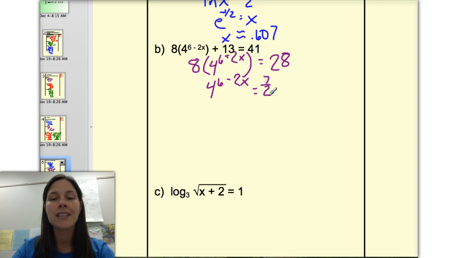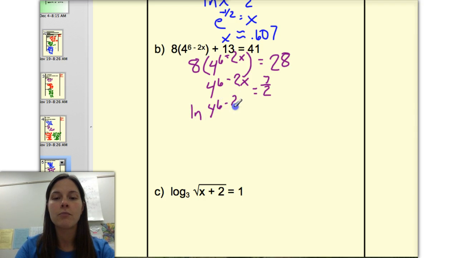I like that second method, and this time I'm going to show you that it works with natural log as well. So I'm going to start by taking natural log of 4 to the 6 minus 2x power and the natural log of 7/2. Now I'm going to use the power rule of logs. I'm going to bring that exponent down as a coefficient. The whole exponent, 6 minus 2x, times natural log of 4 equals natural log of 7/2.